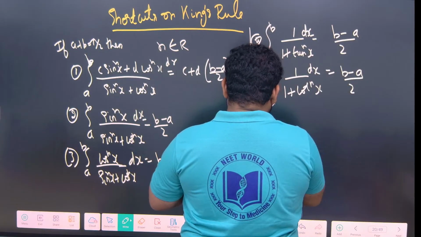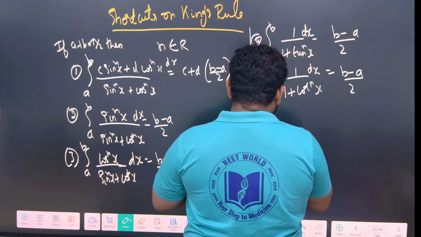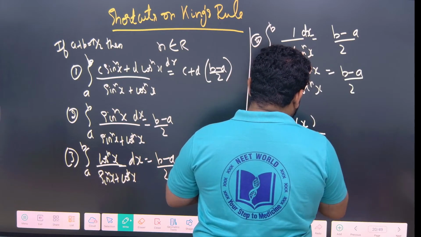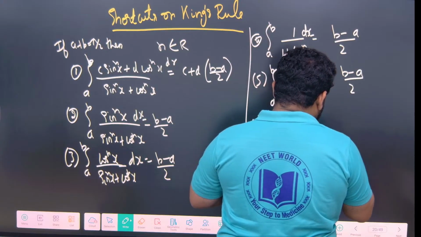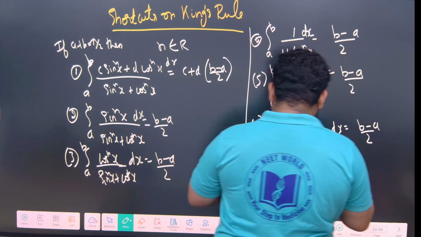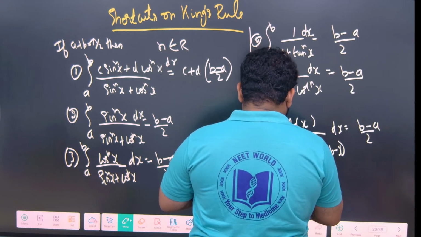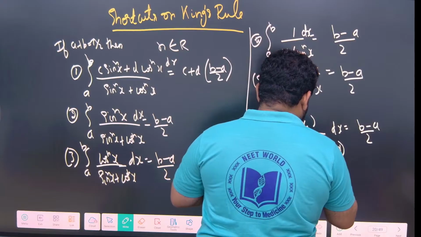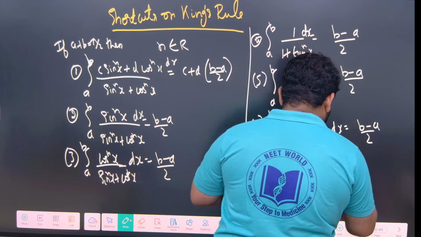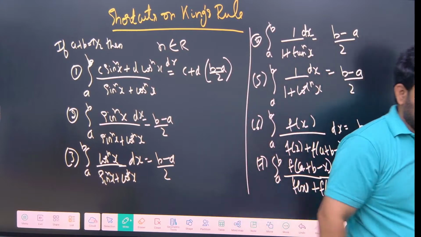Next, sixth one, very important, 6th and 7th. See here, integral of a to b f of x by f of x plus f of a plus b minus x dx is equal to b minus a by 2. Okay, 7th one, a to b f of a plus b minus x by f of x plus f of a plus b minus x, that is also equal to b minus a by 2, where f of x is any function.